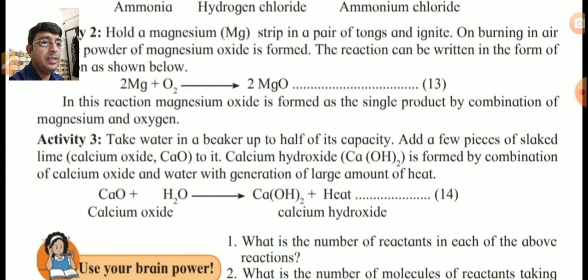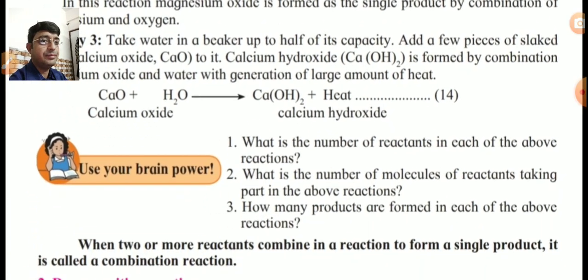Calcium hydroxide, Ca(OH)2, is formed by combination of calcium oxide and water with a generation of a large amount of heat. It is also produced in this reaction. So here again 2 reactants, calcium oxide and water, but the product is only one. So use your brain power. What is the number of reactants in each of the above reactions? So what we learn here, in all the above 3 reactions, how many reactants? 2. So the answer is 2.